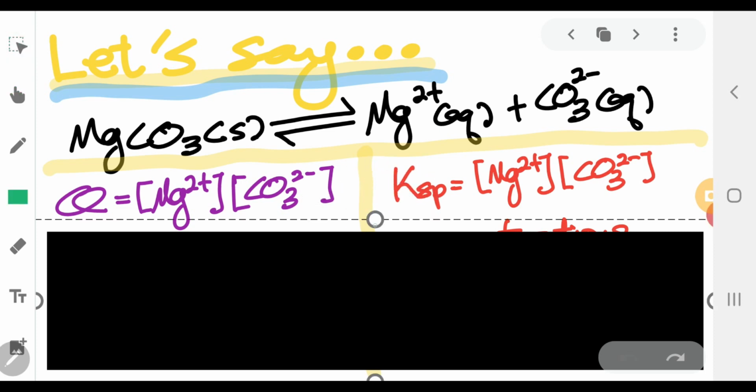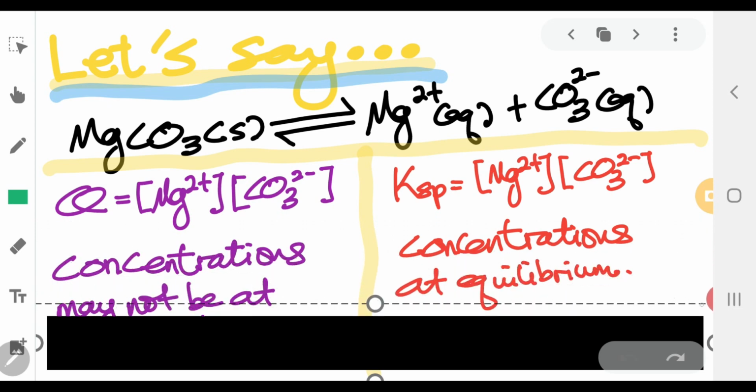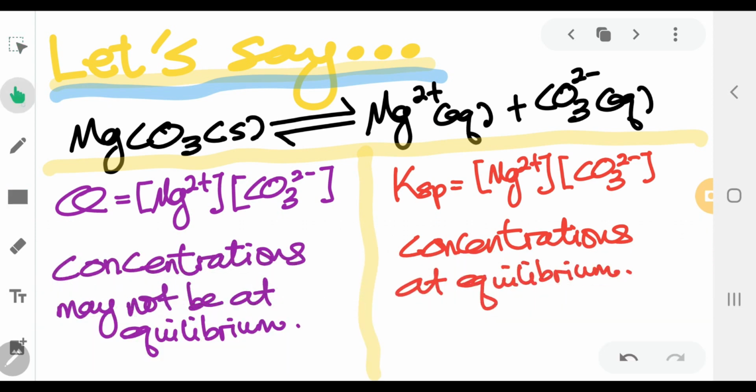The difference is when you want to plug in the values of concentrations, the concentrations of the cation and anion in the aqueous phase for Q may not be at equilibrium, whereas the concentrations that we want to plug into the Ksp expression for the cation and anion in the aqueous phases will be at equilibrium.